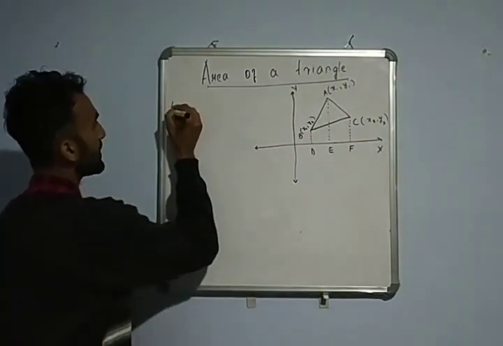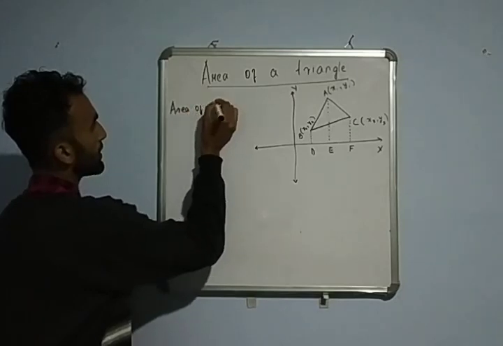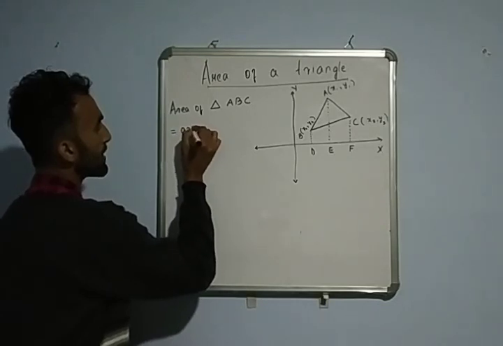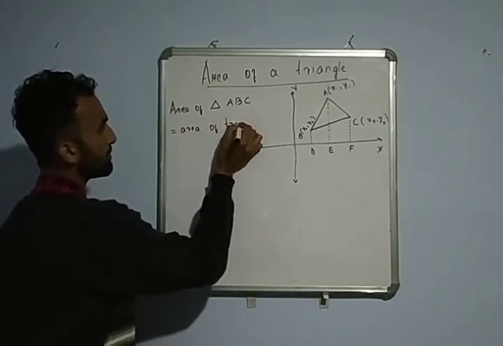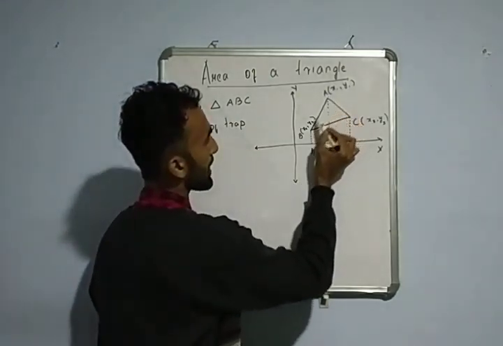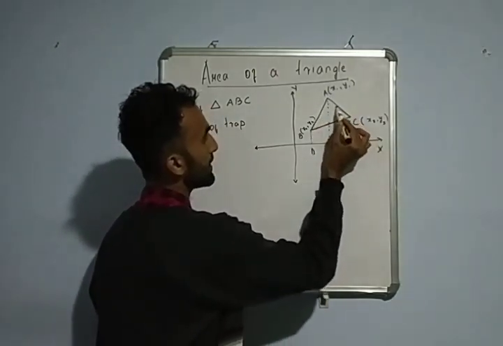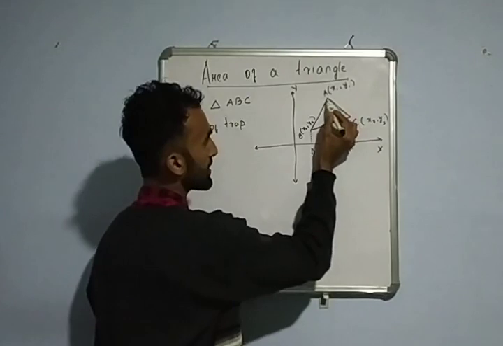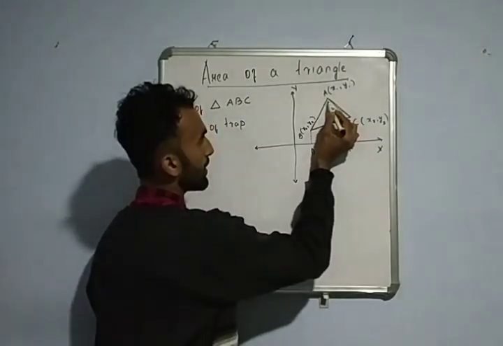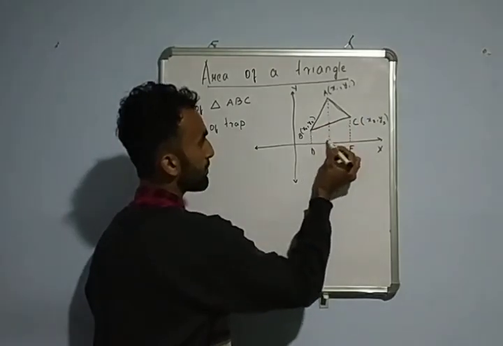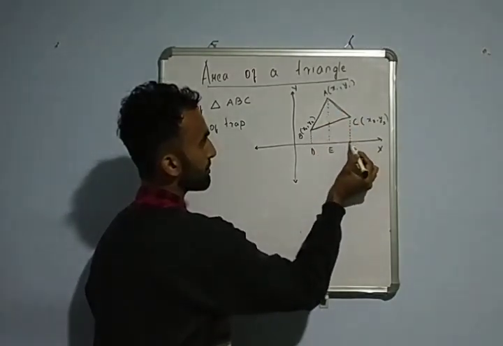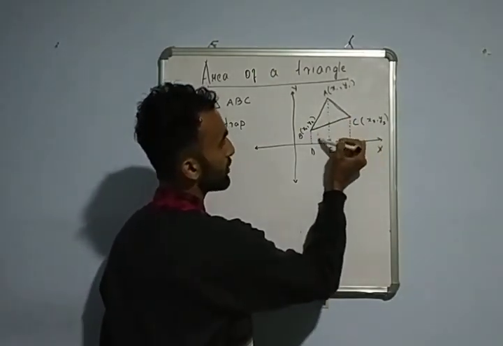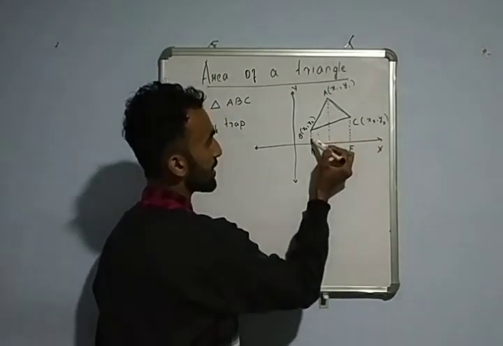Now I'm going to write here: area of triangle ABC is equal to area of trapezium. Now you see the area of this triangle. In order to find it, I'll first find the area of this trapezium. There's a trapezium here, just check. This is a trapezium. Area of this trapezium plus area of this trapezium. But remember, we are going to find the area of this triangle, so we have to remove this extra part. So minus area of this trapezium.